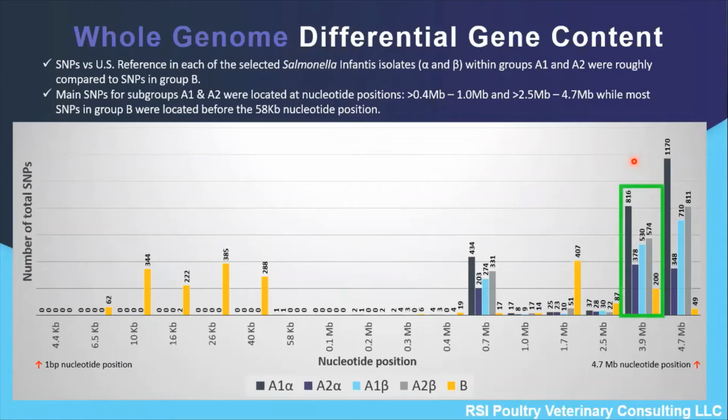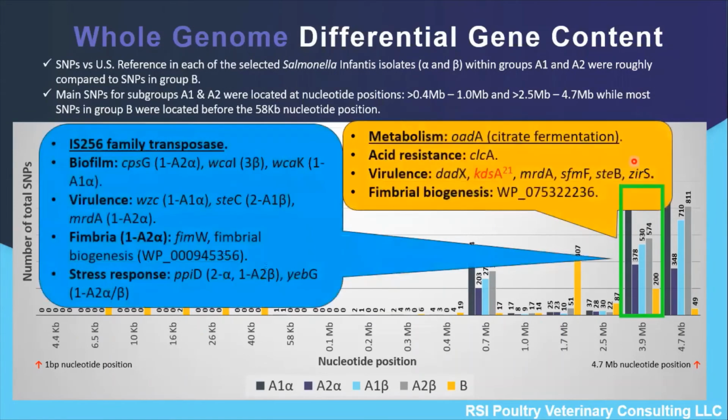The next region is located between the 2.5 and the 3.9 megabase nucleotide position in the Salmonella chromosome. In this region, we observed that most of the mutations in the group A isolates are located in one transposase gene. Other mutations were located in biofilm, virulence, fimbria, and stress response genes. Regarding the group B isolates, most of the mutations were located in the OADA metabolic gene. Other mutations were located in one acid resistance gene, virulence genes, and one fimbrial biogenesis gene.